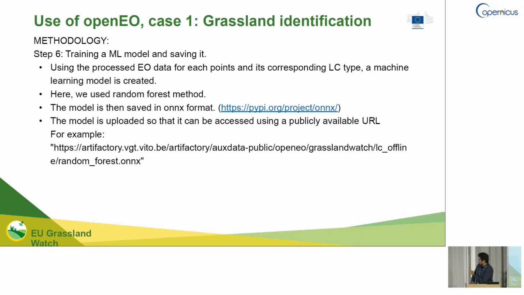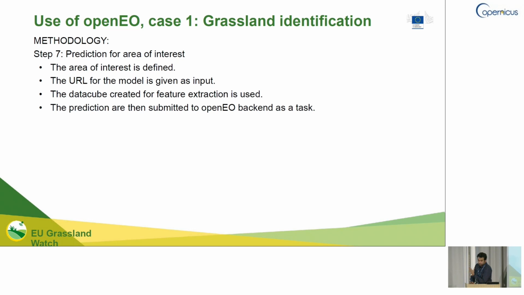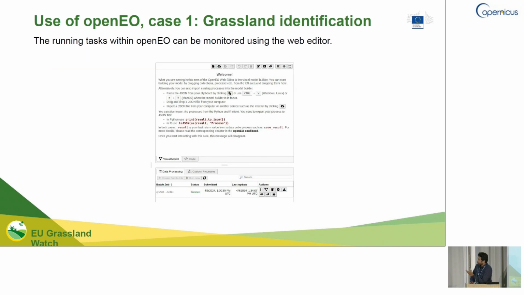And now we did offline training using the random forest method, and then we created a machine learning model, which we saved into this ONNX format, and then we uploaded it to a publicly available URL, which you can directly download. And then we were able to tell OpenEO that we want to use this model for prediction for a given area using the same data cube.